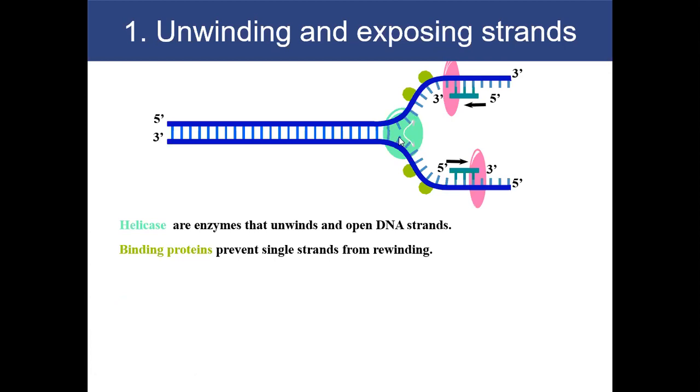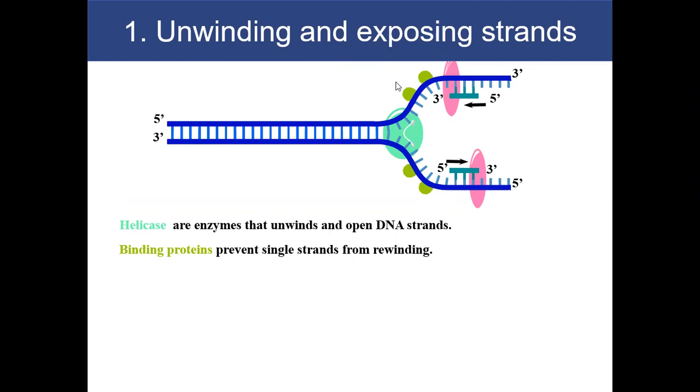If you look here, you can see the unwinding and exposing of the DNA strand. And the enzyme that does this is called helicase. If you look here, you can see helicase unwinding the strands. In addition to that, you can also see that we have some proteins here. These are called binding proteins, and they basically prevent the strand from rewinding. That is why they're important here.